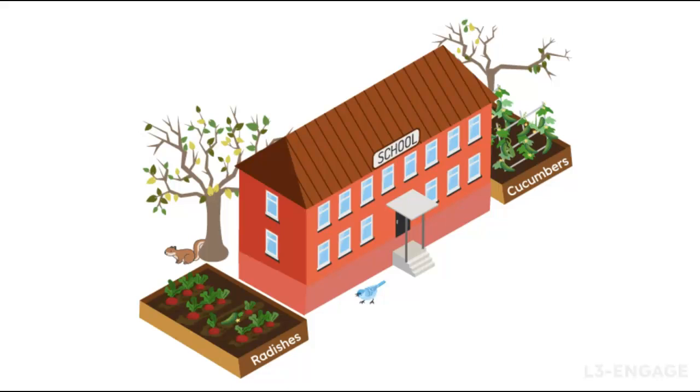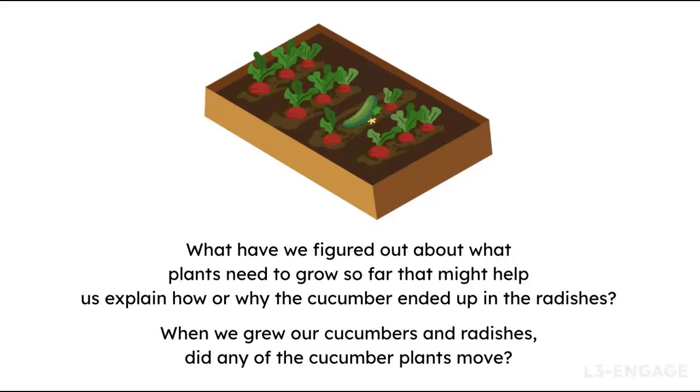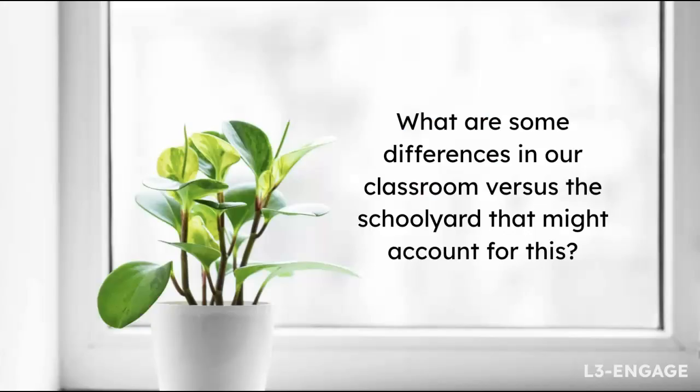To begin the Lesson 3 Engage, you'll show students the images of the cucumbers growing in the radishes outside the school away from the cucumber garden. And remind them that they are still trying to figure out the mystery of the traveling cucumber plant. You'll ask some questions about what they've figured out so far and what happened when they grew their own plants. You'll also ask, what are some differences in our classroom versus the schoolyard that might account for the traveling cucumber plant, and why you didn't have that happen in your classroom?